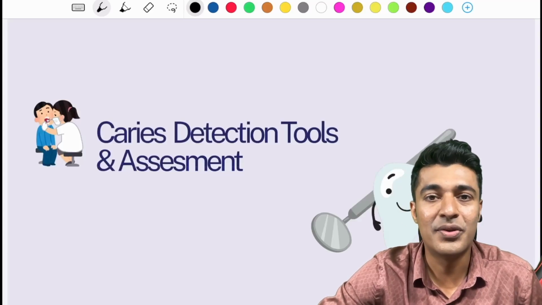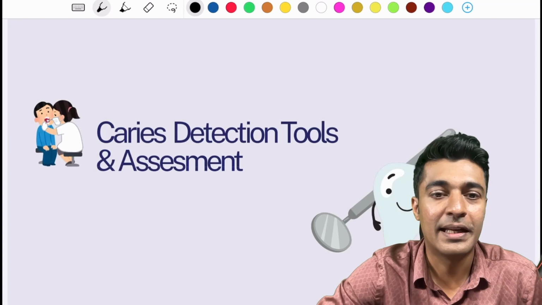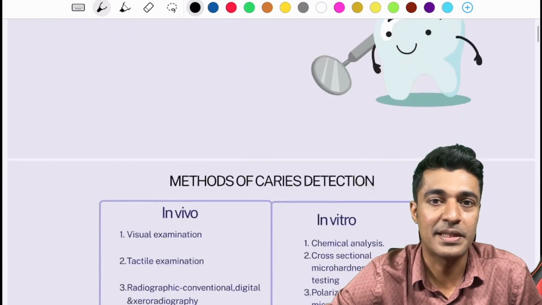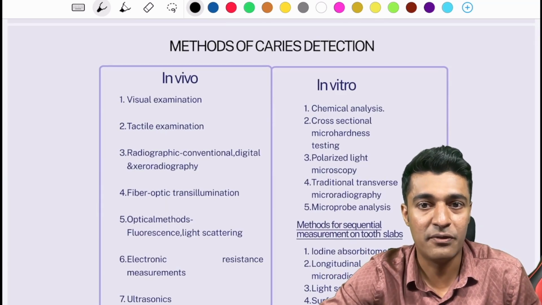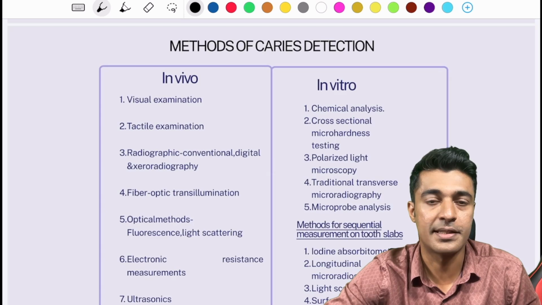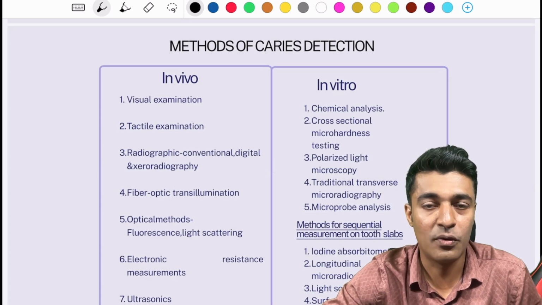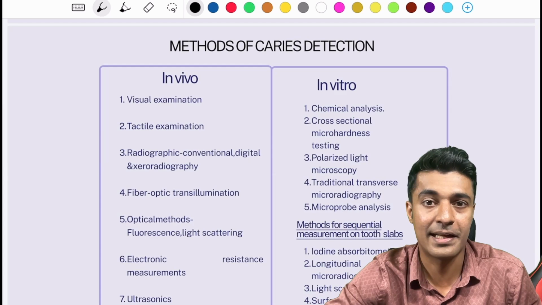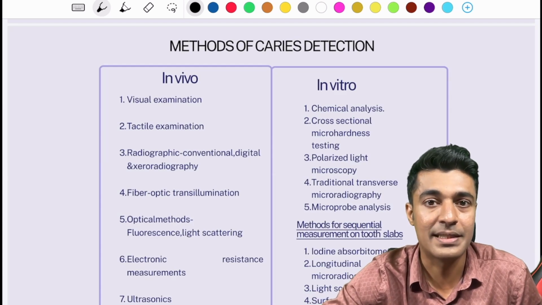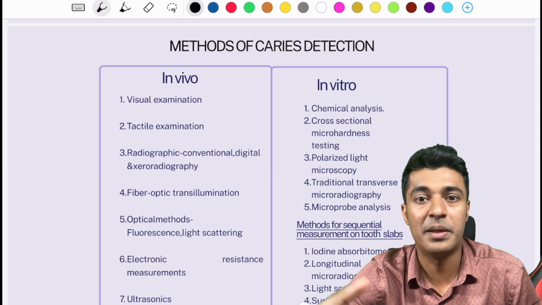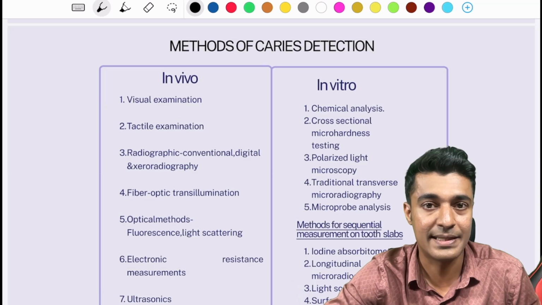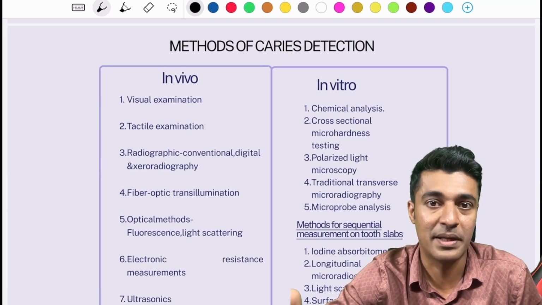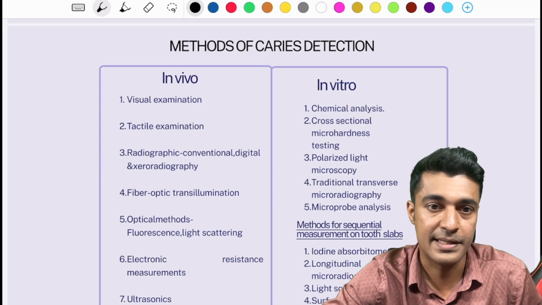Hello everyone. Today I'm going to speak on the topic caries detection tools and assessment. The caries detection tools are broadly classified into in vivo methods and in vitro methods. The in vivo methods include visual examination, tactile examination, radiographic methods like digital radiography, fiber optic transillumination, optical methods like fluorescence, light scattering, electrical resistance method, ultrasonic methods, and dyes.